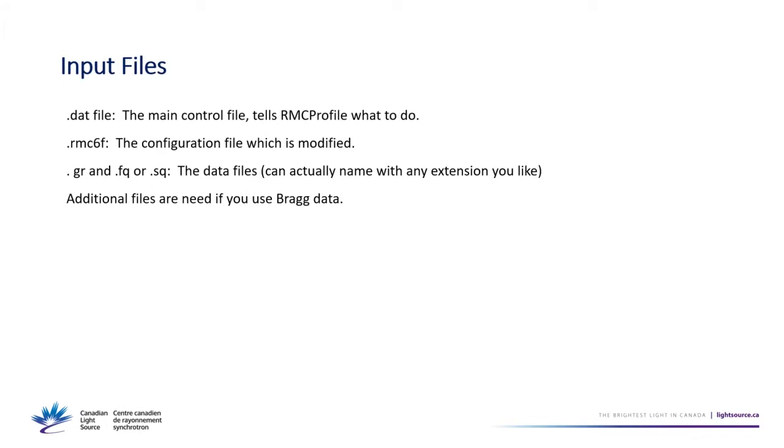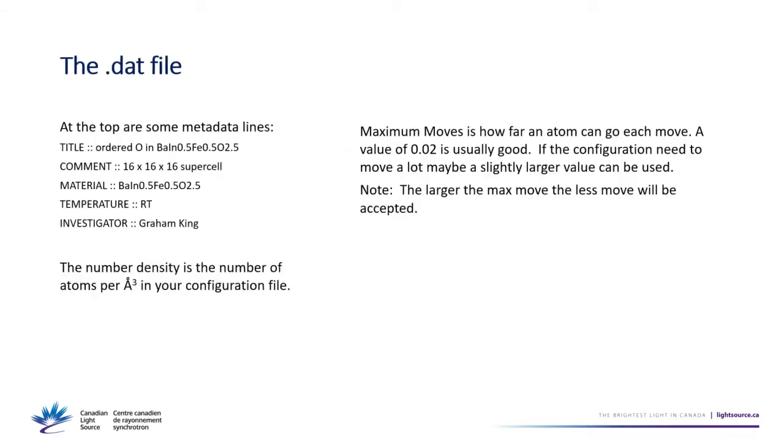So input files, there's a few. There's the DAT file, which is the main control file. It's telling RMC profile what to do. You also have this .rmc6f, which is the name of the configuration file that you make. Then you have your data sets for G of R, F of Q, S of Q, and you can use any extension you like on these, so I usually just use those. And then there are additional files if you're going to use Bragg data. I won't get into that specifically, but that's all documented in the manual.